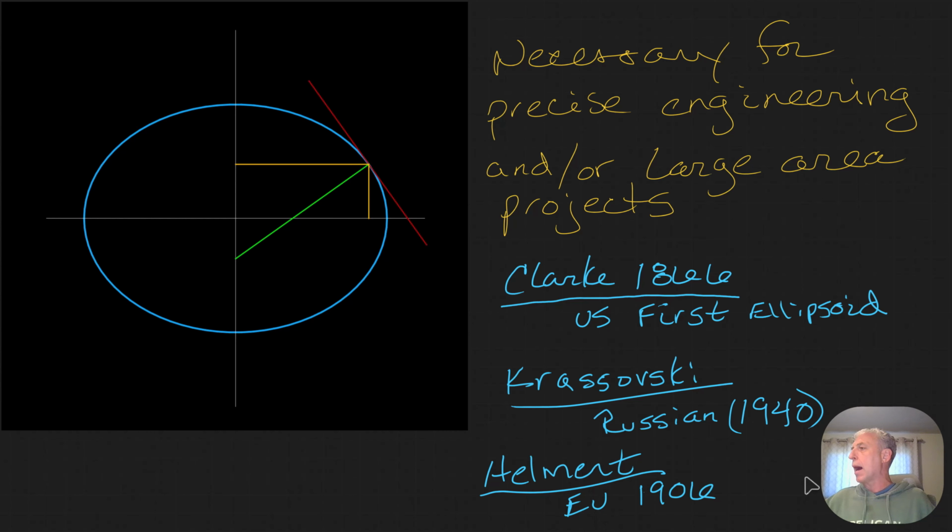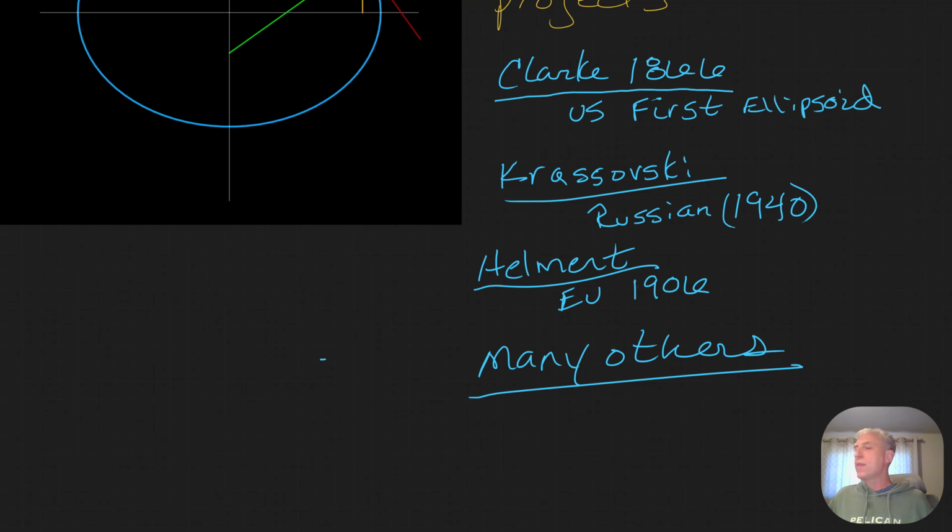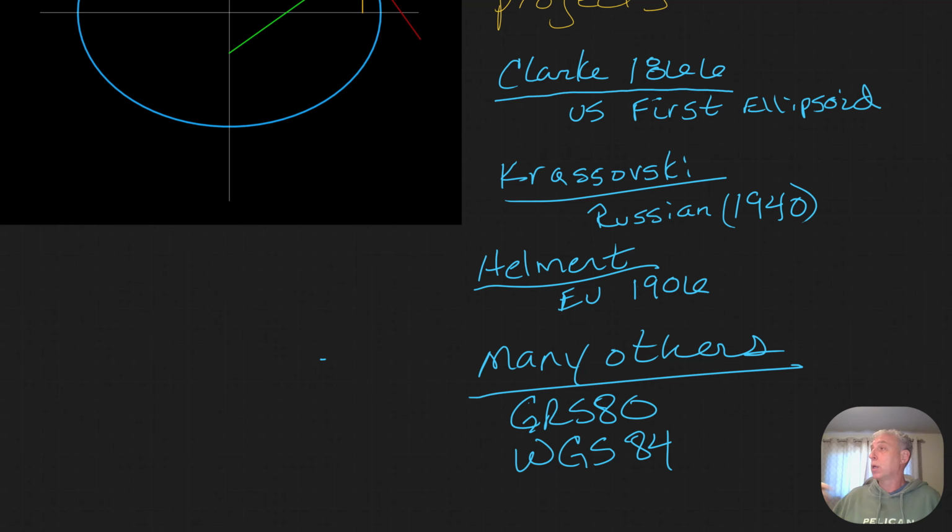And we'll get into how the ellipsoids are defined and what the differences are between these. So anyway, there's many others. Many, hundreds, thousands. And the one that we use most commonly is the GRS 80. And then there's also the WGS 84, which is very similar to GRS 80. But for this course, we're going to be using the GRS 80 ellipsoid as our foundation or our basis ellipsoid.